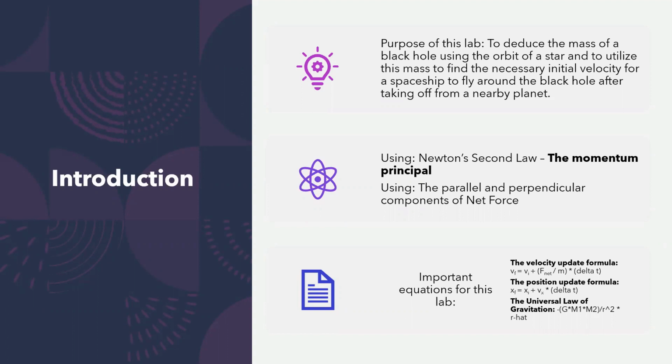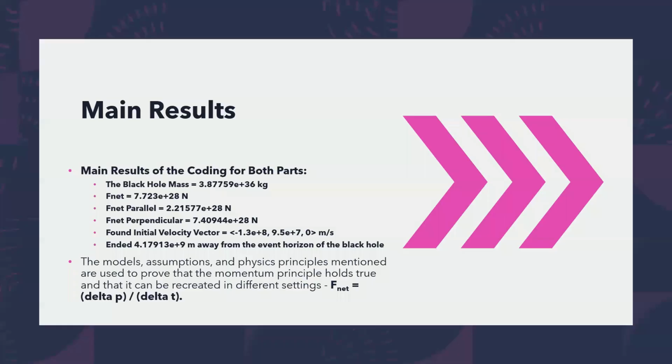We're using Newton's second law of the momentum principle, and we're also using the parallel and perpendicular components of net force and momentum. Important equations for this lab are the velocity update formula, Vf equals Vi plus F net over m times delta t, the position update formula, Xf equals Xi plus Vx times delta t, and the universal law of gravitation, negative G times mass 1 times mass 2, all over r squared times r hat.